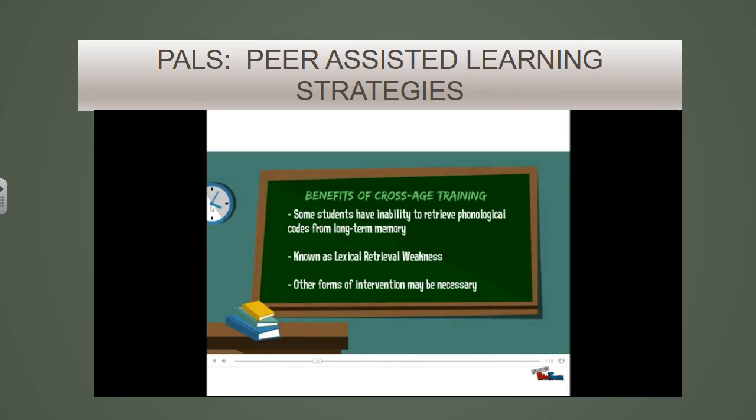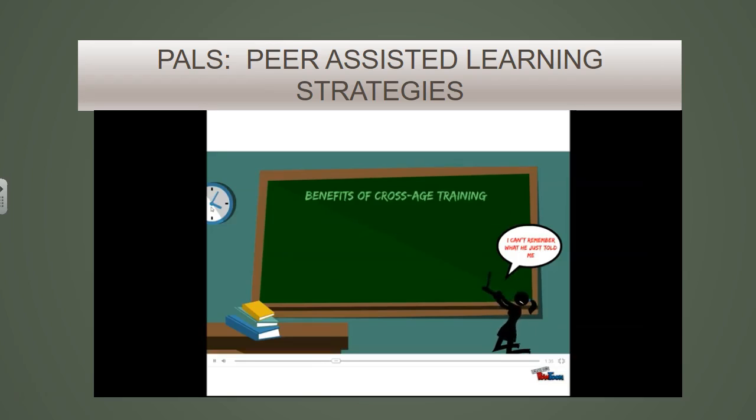Unfortunately, the teaching of phonemic awareness may not always be successful due to a student's inability to retrieve phonological codes from long-term memory. This is also known as lexical retrieval weakness. The process of listening and reading, storing the information within the brain, and retrieving it to answer the scripted questions becomes difficult. Other forms of intervention may be necessary.